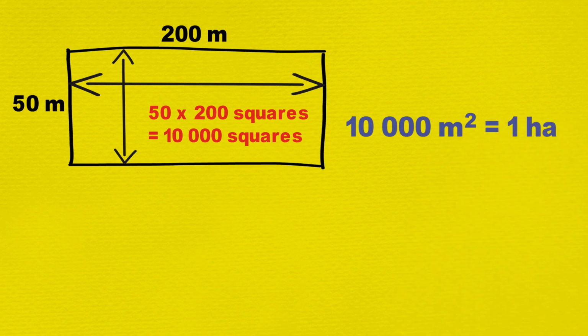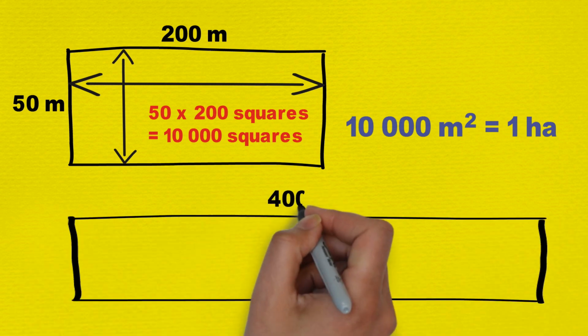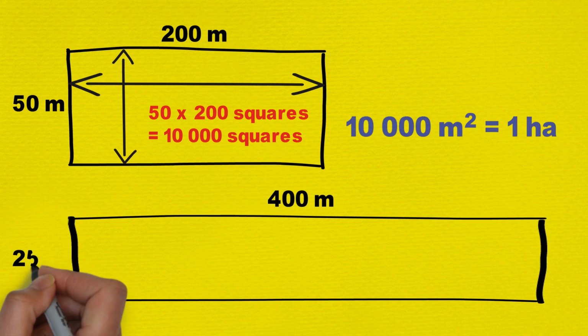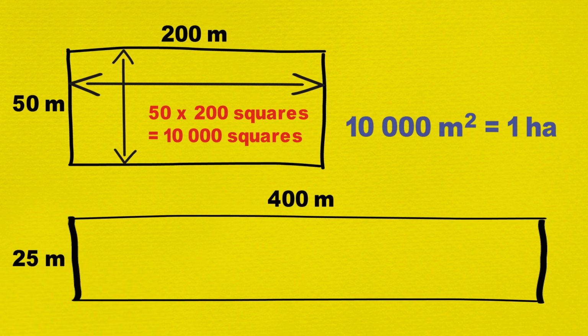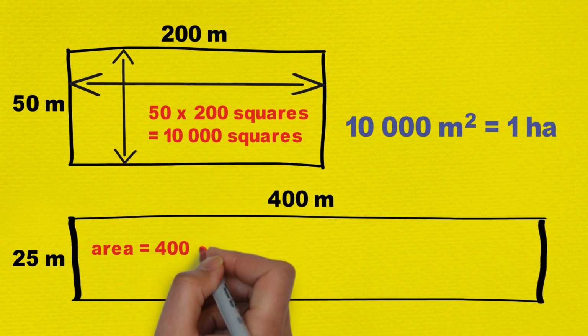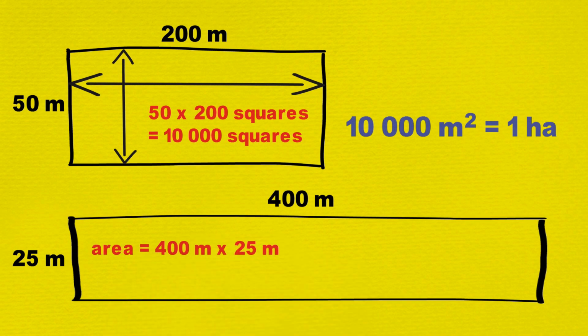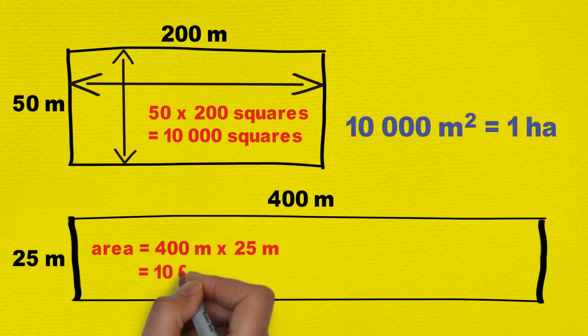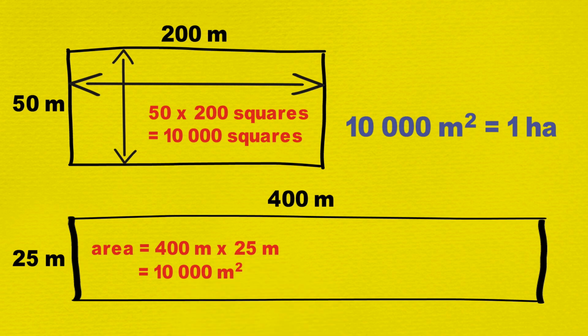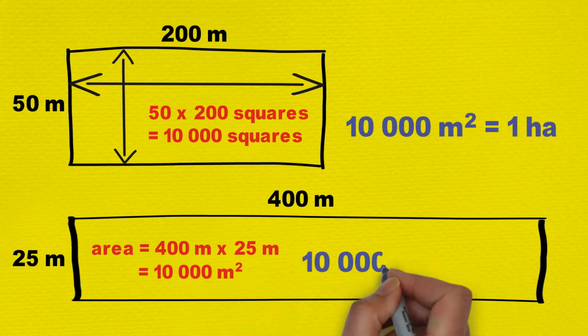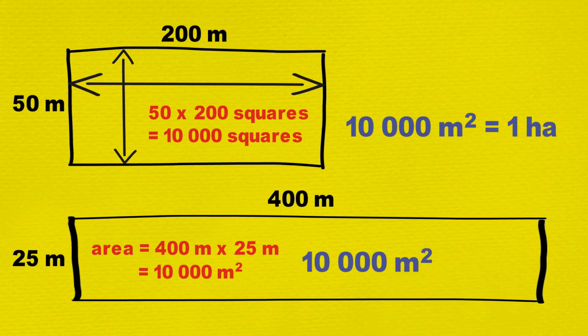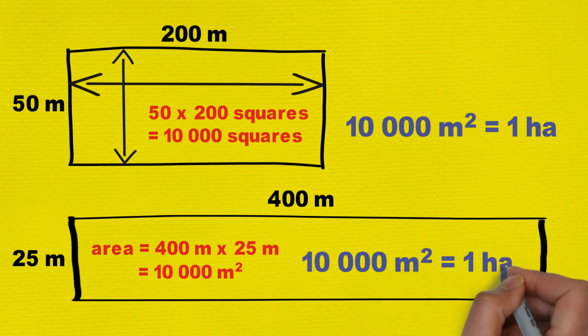This other paddock here, which is longer and narrower, is 400 metres long and 25 metres wide. Again, we multiply length by width. 400 times 25, which also equals 10,000 squares. That is an area of 10,000 square metres, or 1 hectare."